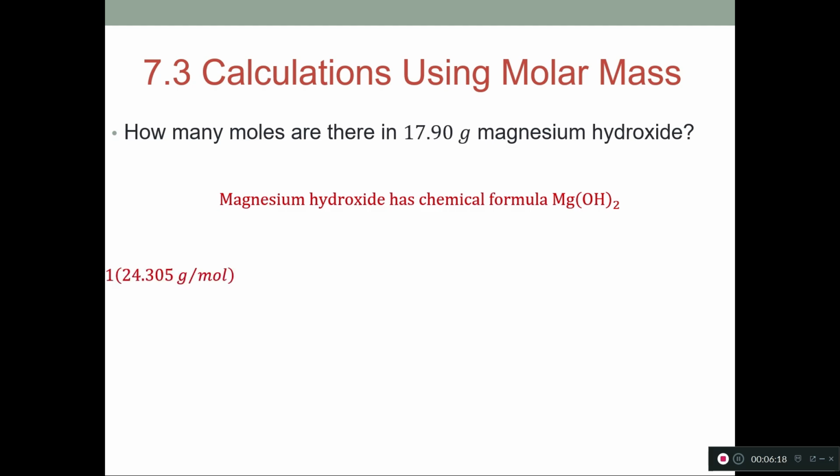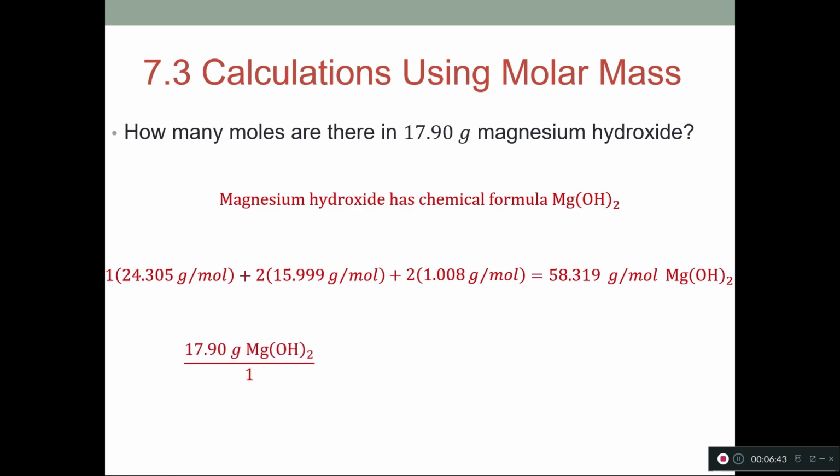And so we have 1 of our magnesium, so 1 times the molar mass of magnesium, plus 2 times the molar mass of oxygen. Remember, this 2 will distribute in and apply to both the oxygen and the hydrogen. Then 2 times the molar mass of hydrogen here. Add those together, we get 58.319 grams per mole of the magnesium hydroxide.